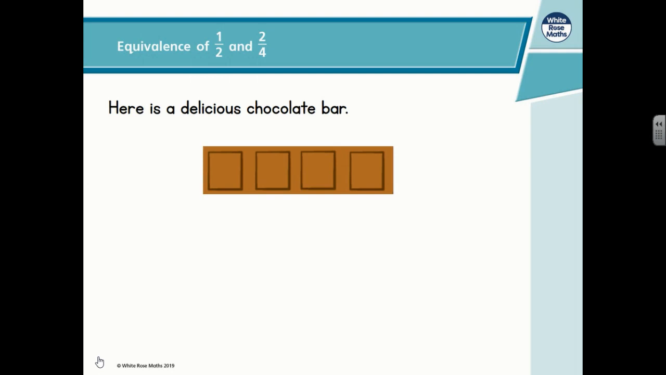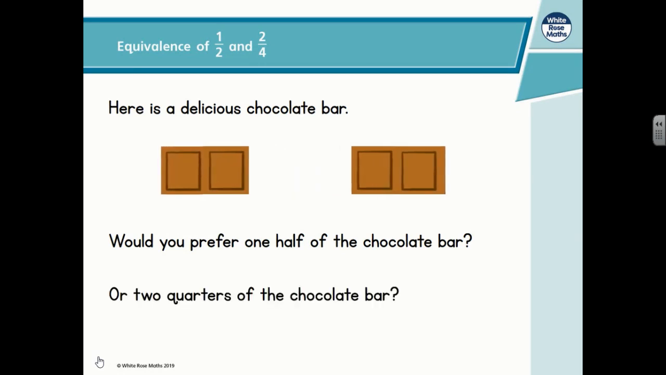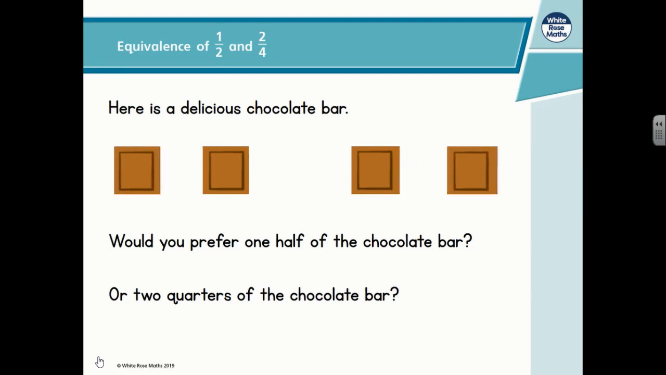So, equivalence of 1/2 and 2/4. Here is a delicious chocolate bar. Would you prefer 1/2 of the chocolate bar, like this, or 2/4 of the chocolate bar, like this? 1/2 of the chocolate bar, or 2/4 of the chocolate bar? You've worked it out, haven't you? They're the same. 1/2 of the chocolate bar is 2 squares of chocolate, and 2/4 of the chocolate bar are 2 squares of chocolate.